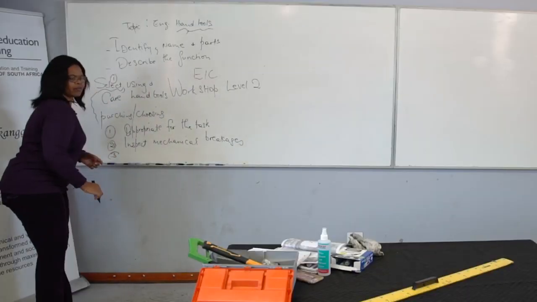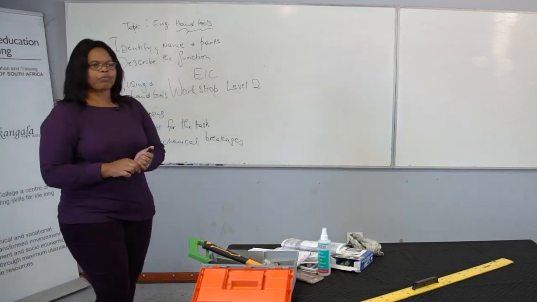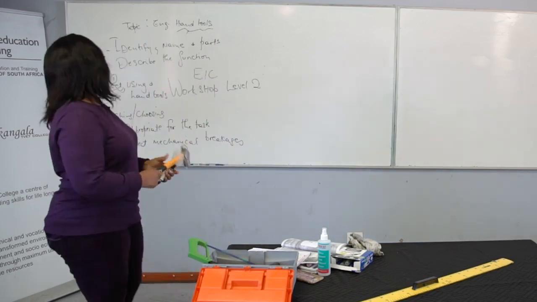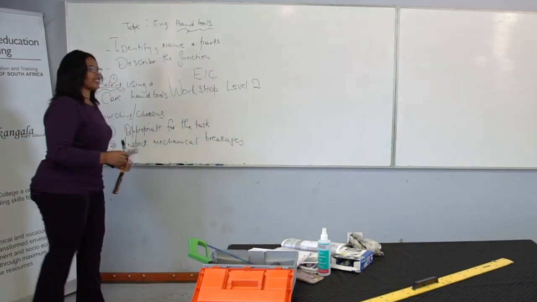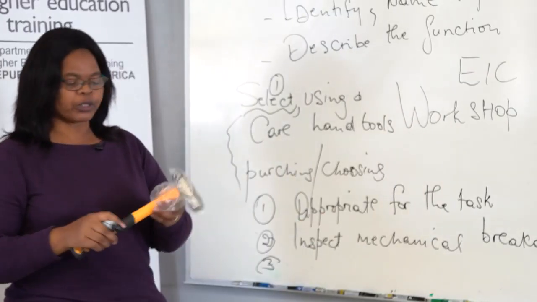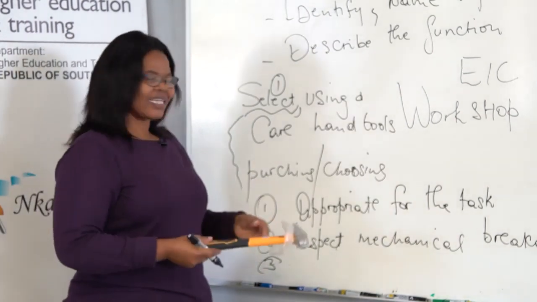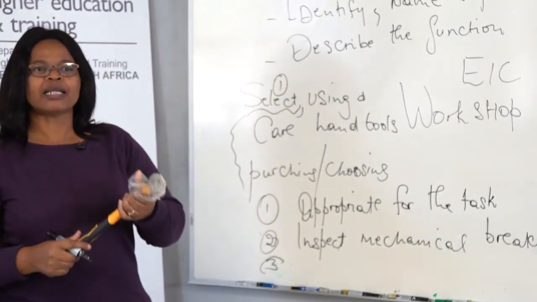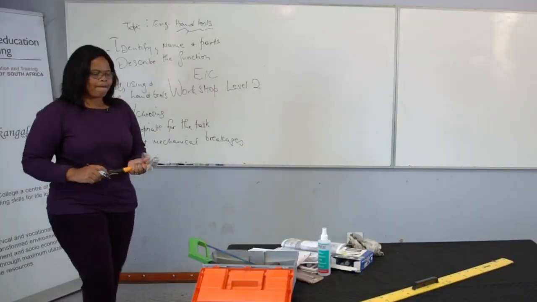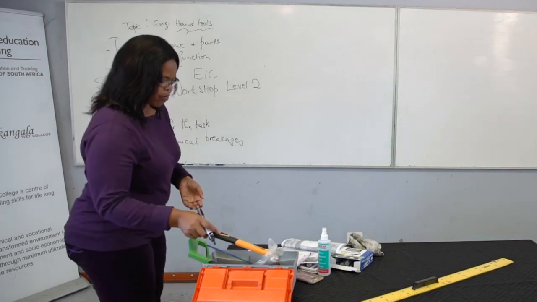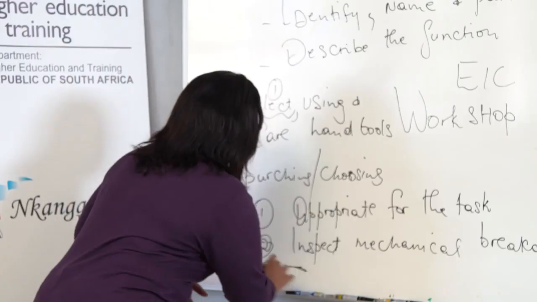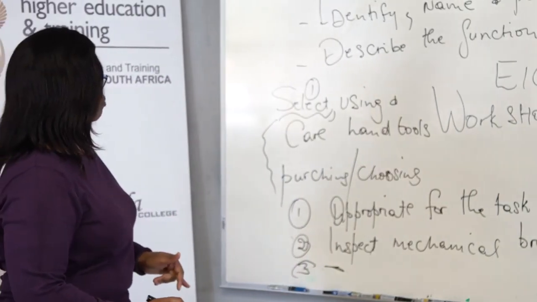Number 3, check if they conform to the SANS code of practice. SANS is the South African National Standard. That means if you are purchasing your tools, buy the ones that have got SANS, the South African National Standard. That means that it is of good quality. Okay, so we only have these points when purchasing. You can add because there are so many also.